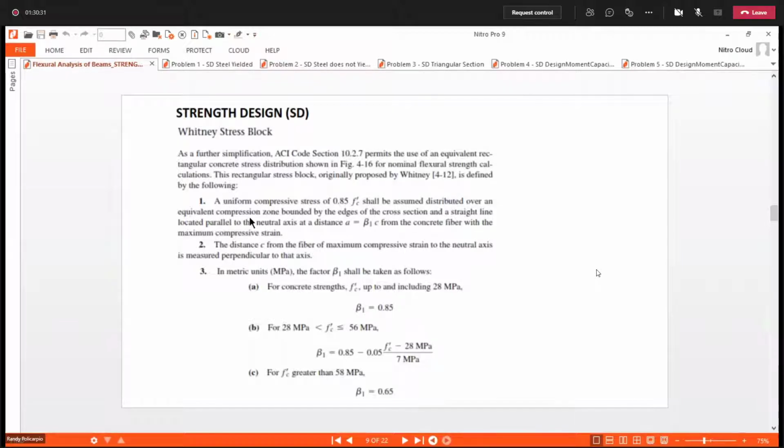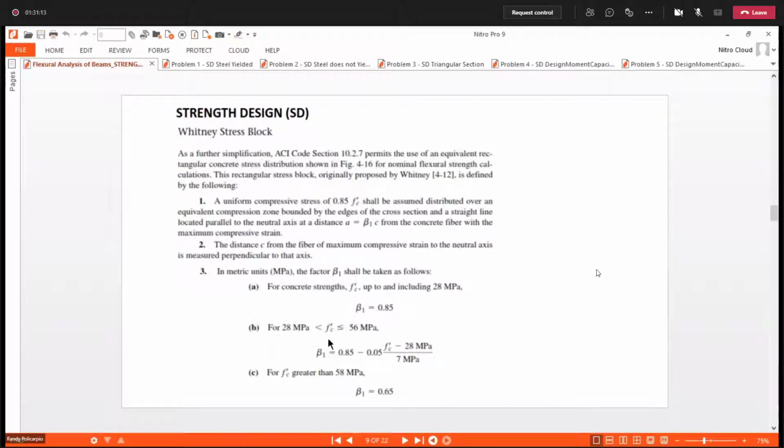A uniform compressive stress of 0.85, as I have mentioned. Ito ngayon yung computation natin ng beta 1. So we are basing our beta 1 using F prime C. Kapag yung F prime C natin is equal or less than 28 megapascal, tandaan natin na if F prime C of the concrete is equal or less than 28 megapascal, your beta 1 is 0.85. So ganun kadali yung pagkuha natin ng beta 1.